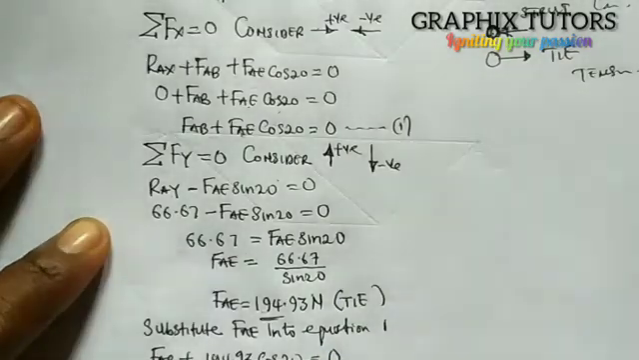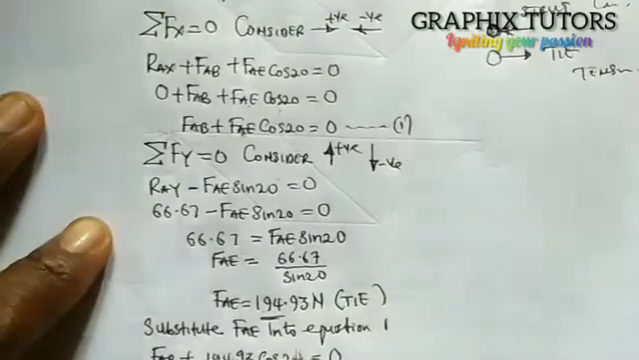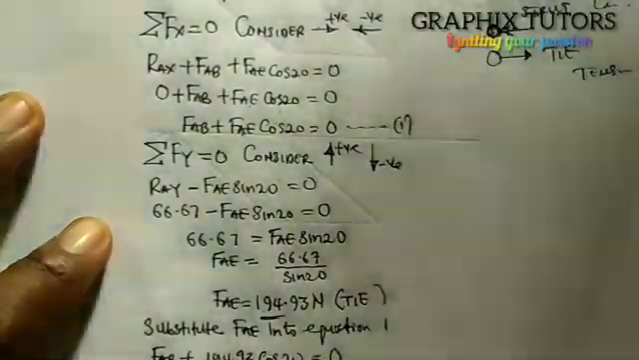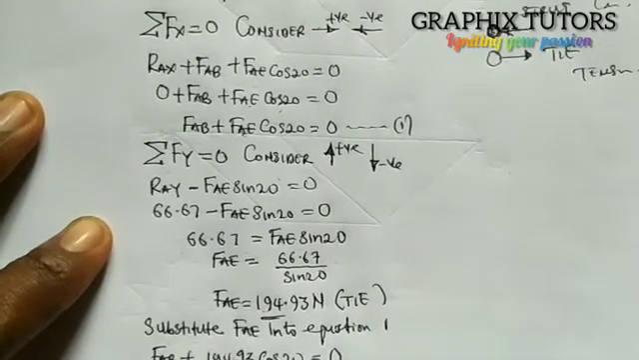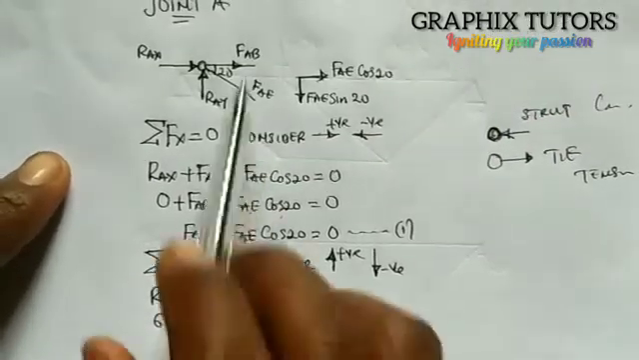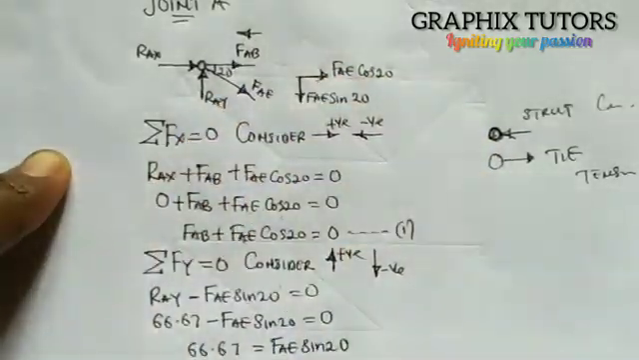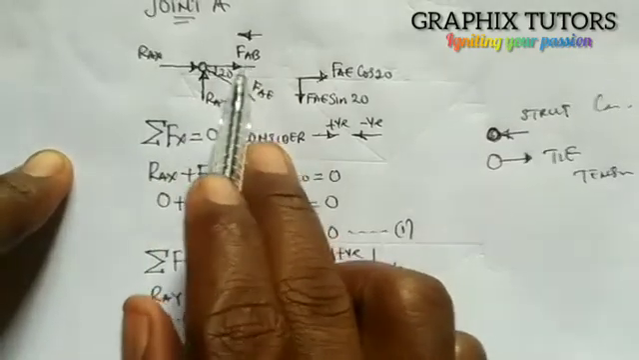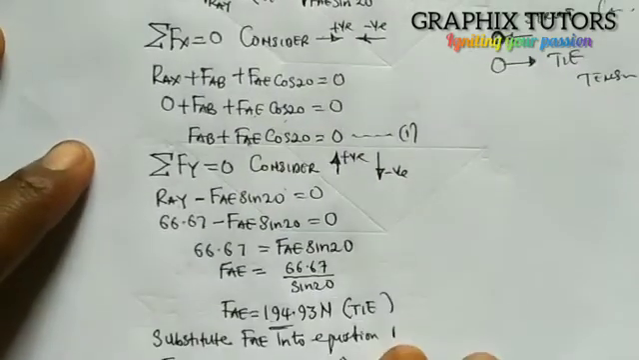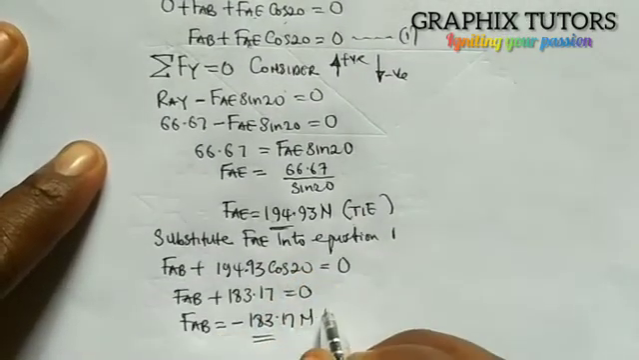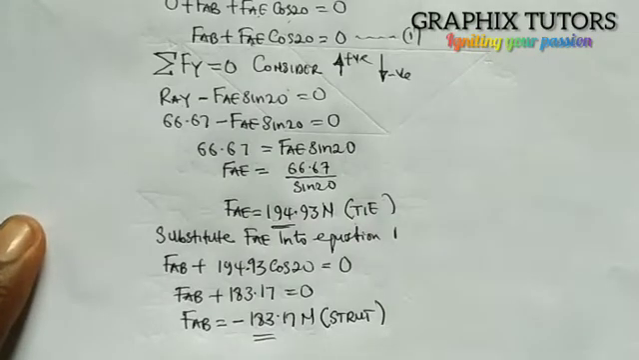Now if you look at the negative 183.17, that's FAB, it is negative. We'll go to FAB, and it's going outward. So it means that the correct direction is that it will be going inward because it's negative. So you redraw this diagram again to show that FAB is actually going inward, and that is a strut. So the negative made it change its direction. So this is a strut, or you call it a compression. Now we've done for that joint.